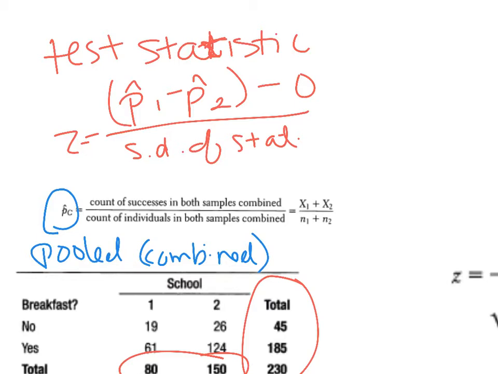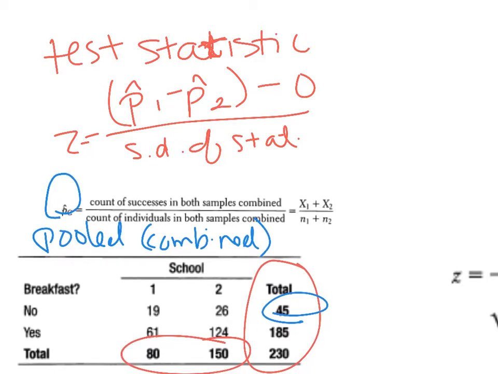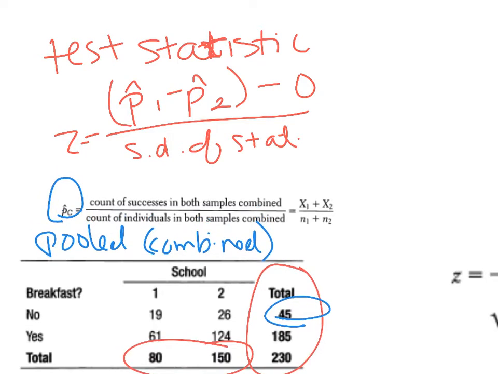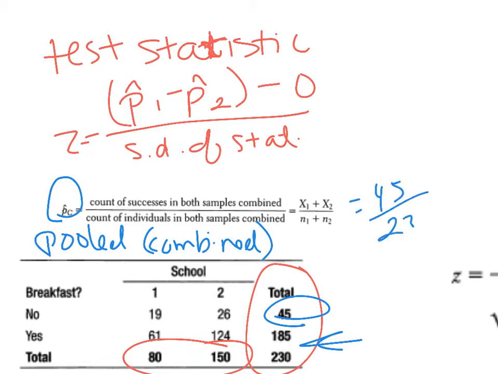So in this case a success was them not eating breakfast. So the number of successes in both, my 45, over my number of individuals, my complete sample size. My complete sample size here is 230, so I've got my 230 down there at the bottom. In this particular example I have 45 over 230, which gives me 0.1957.